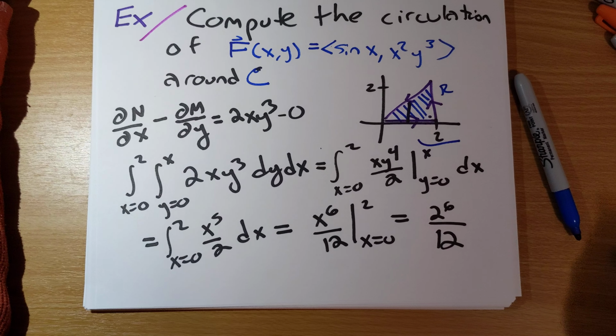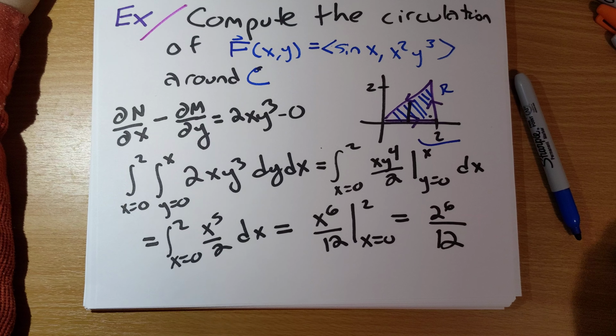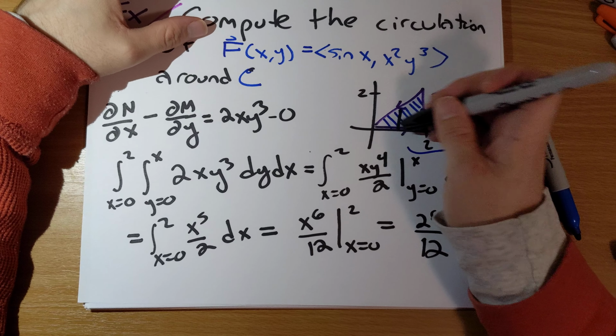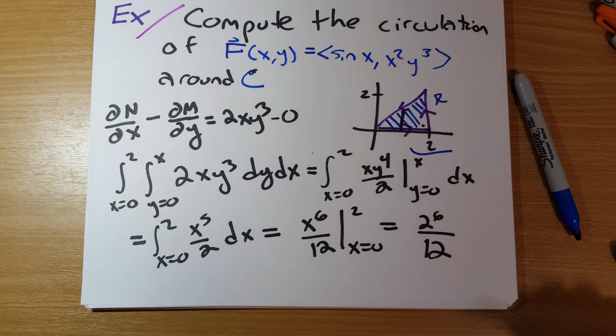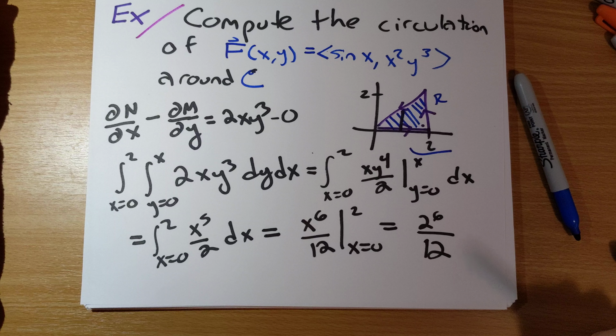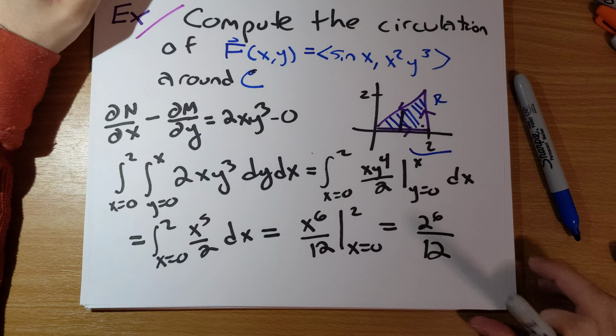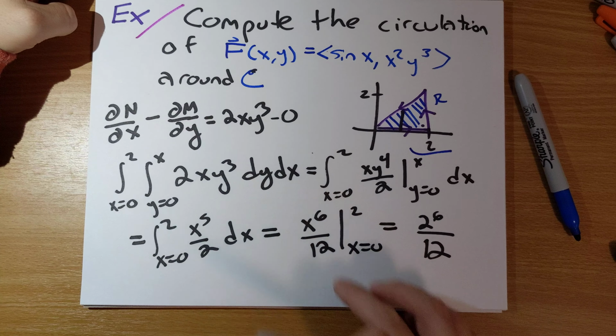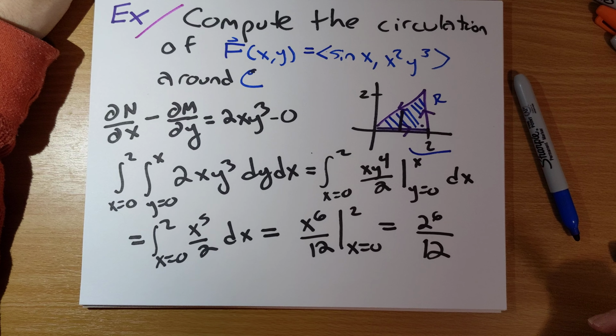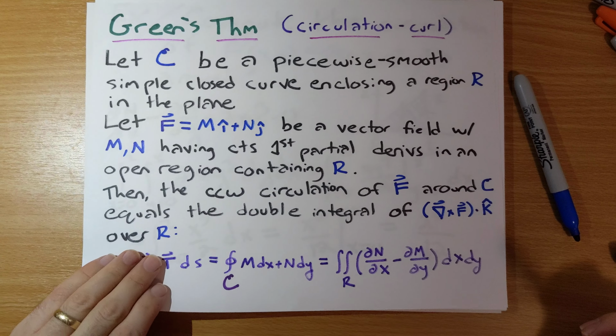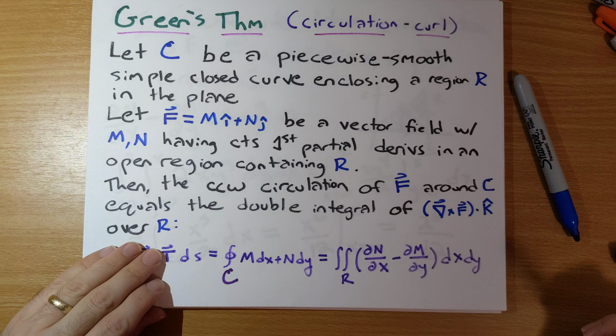So hopefully we can agree here that instead of doing 1, 2, 3 vector line integrals where you have to parameterize each one of those, this is a lot easier calculation. It becomes a pretty easy chapter 15 problem thanks to the circulation curl version of Green's theorem.